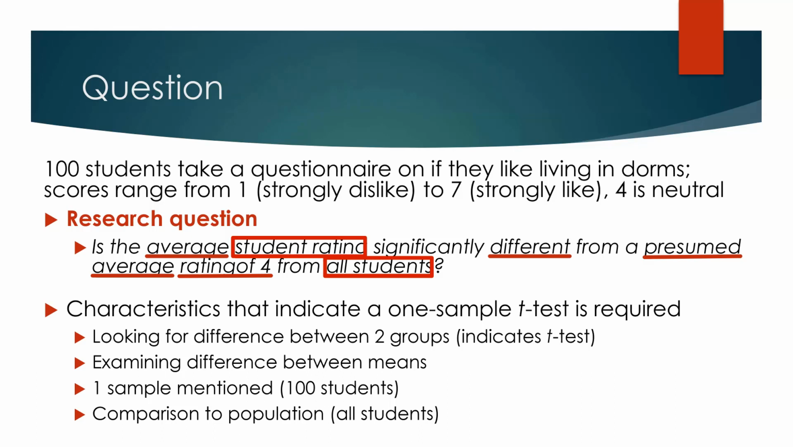Let's say that we have reason to think that the average rating from the population of students in the dorms is 4. It's about neutral. So I presume what the population mean might be. Researchers do this a lot. Based on prior work or some theory that they're working off of, they have a reason to presume what the population mean could be. Then they take what they presume the population mean is, and they compare their sample mean to that presumption. So we don't actually have the population mean, we're presuming what the population mean is.